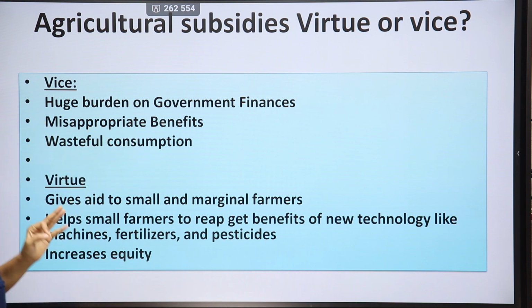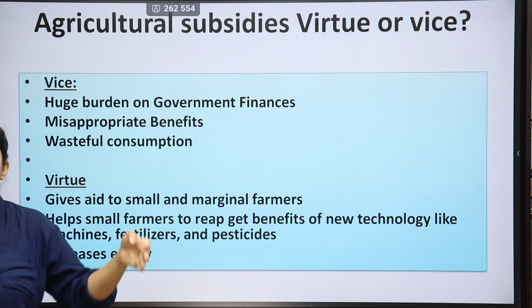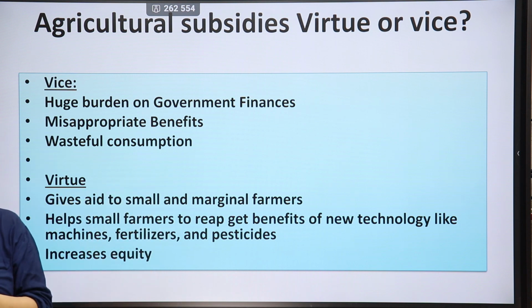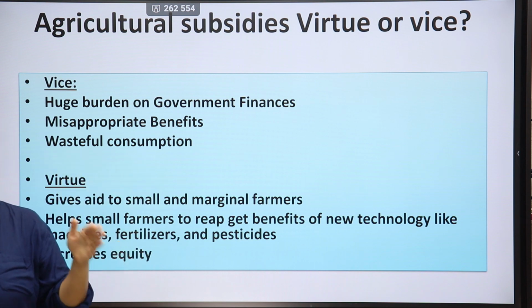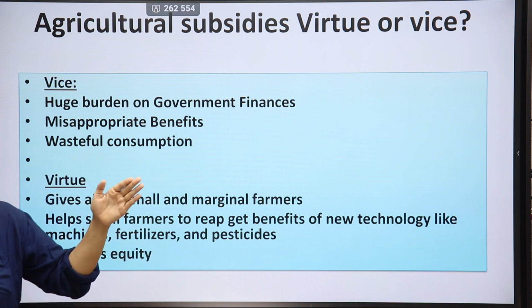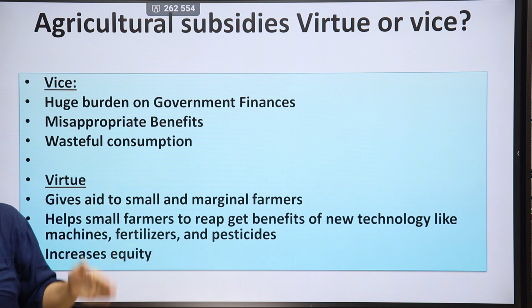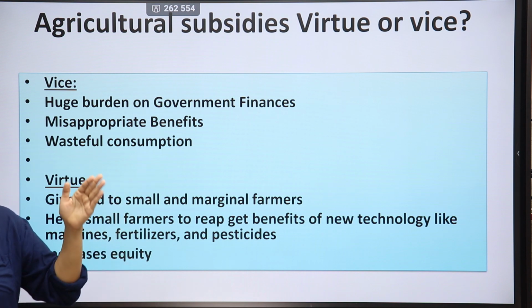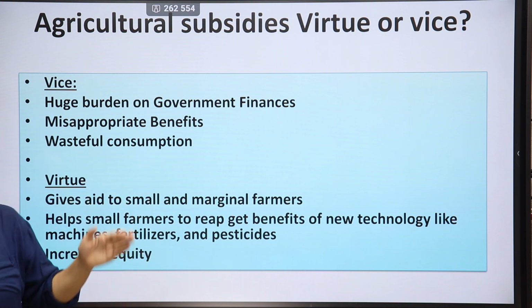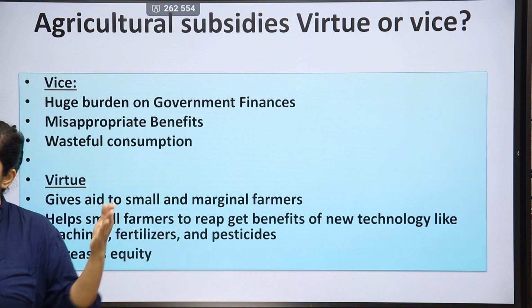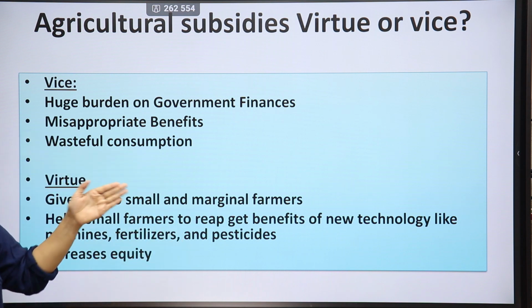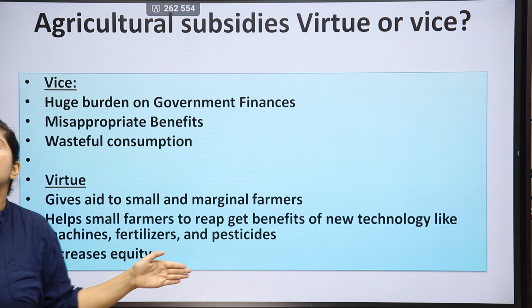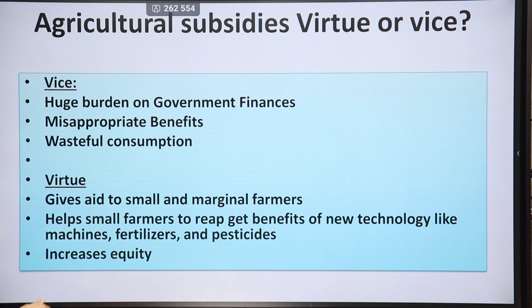Misappropriated benefits. See, when agricultural subsidies are provided, they are provided to everyone. Even very large farmers, very affluent farmers, rich farmers get the benefits of subsidies. In India, right now also, agricultural income is tax-free. And they are given subsidies also. That means these are misappropriated benefits that are accruing to rich farmers along with your small farmers.